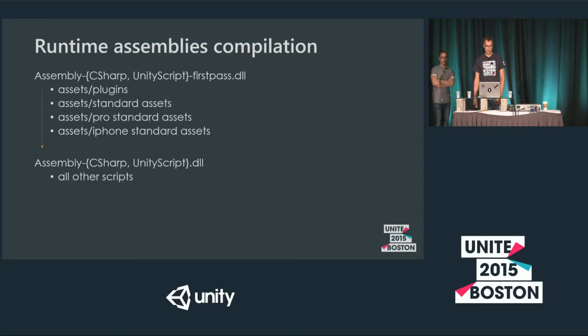all other scripts. The main difference between the first phase and the second phase is that you can't reference normal assemblies from first-pass assemblies. That makes it possible, for example, to use cross-language references. For example, you have a C# script, you want to use a UnityScript, and vice versa. You can do it by moving one of the dependencies to a first-pass assembly. The same technique is used for editor scripts.